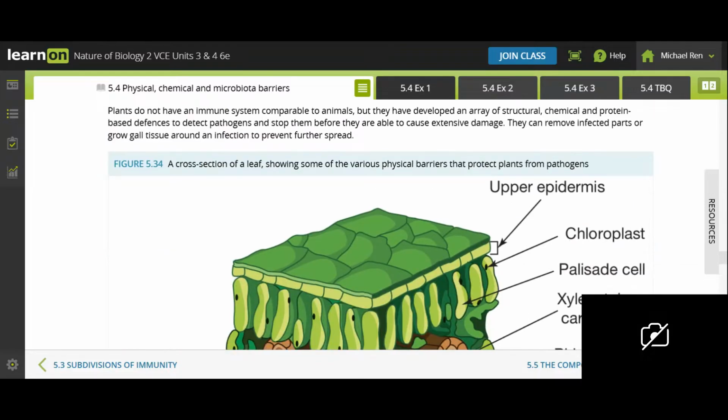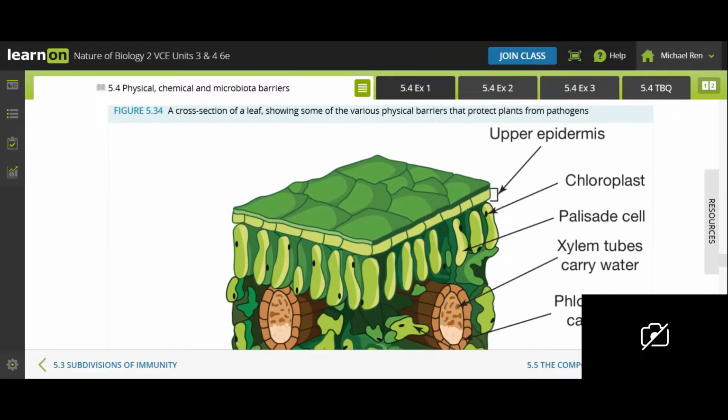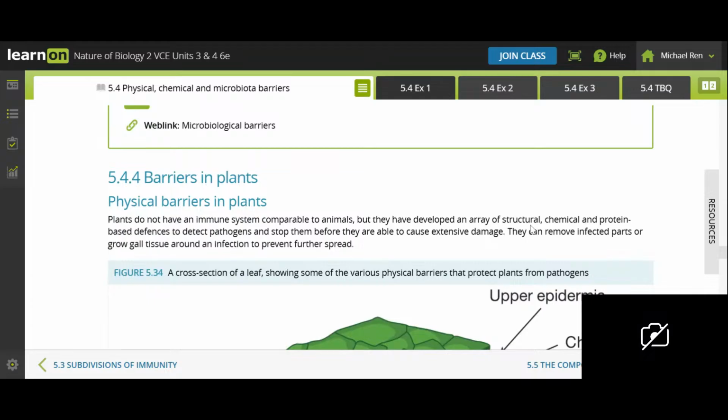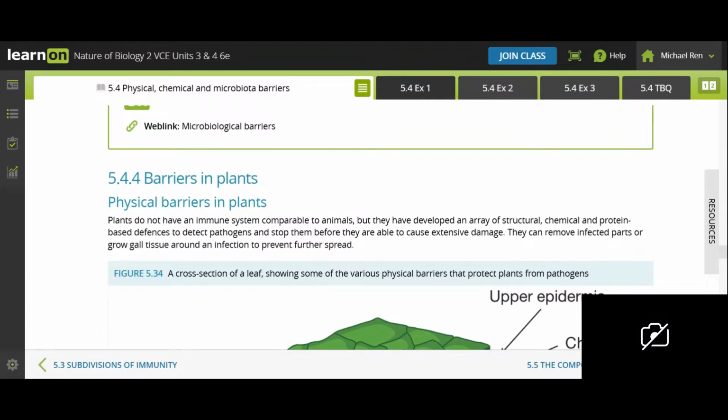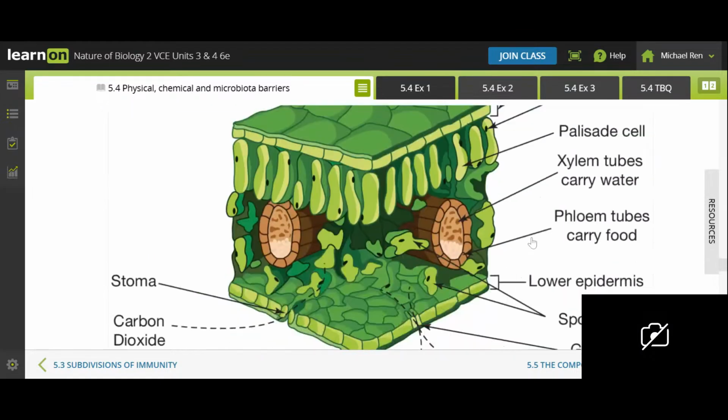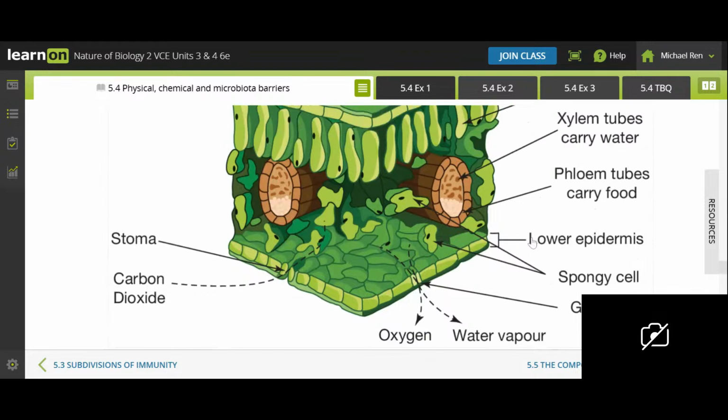Easy as that. During infection, the plant will create a gall, which basically tries to prevent the infection from spreading out of the infection site.